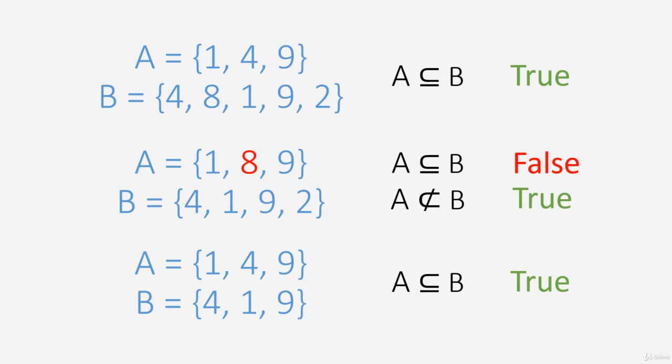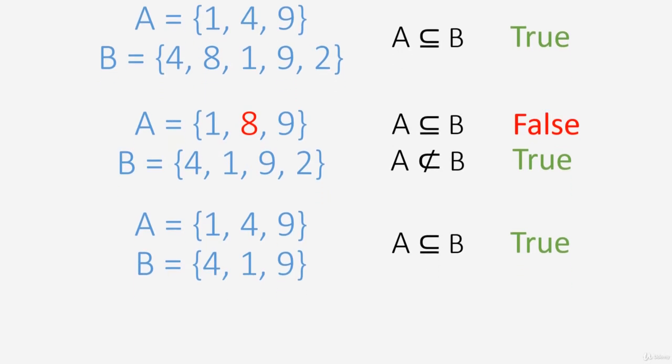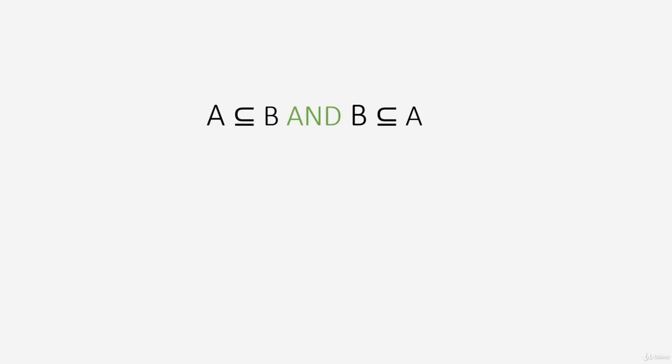Okay, so we know that in order for A to be the same as B, we need to have every element from A in B. But we also need to have every element from B in A, right? So now it is pretty simple to describe it using the subset operation. A and B are equal if A is a subset of B and B is a subset of A. And really, if you think about it, it makes sense.